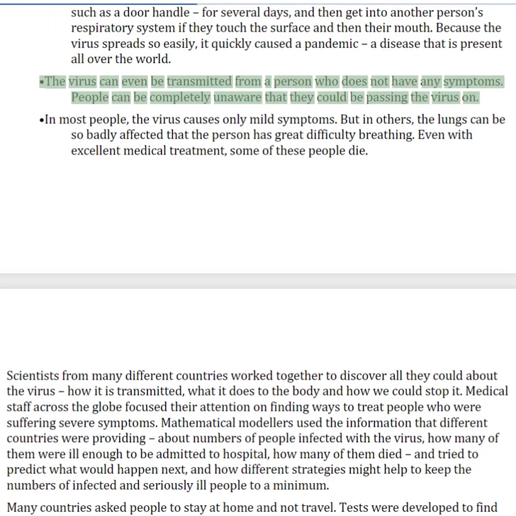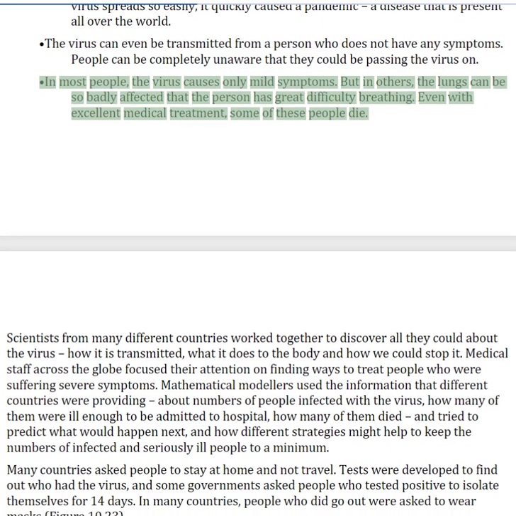The virus can even be transmitted from a person who does not have any symptoms. People can be completely unaware that they could be passing the virus on. In most people, the virus causes only mild symptoms. But in others, the lungs can be so badly affected that the person has great difficulty breathing. Even with excellent medical treatment, some of these people die.